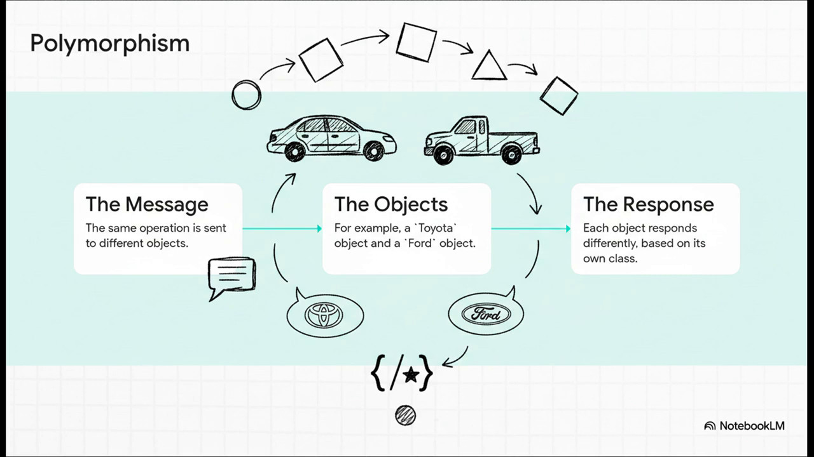And our final pillar is polymorphism, which literally just means many forms. This is the awesome ability for a single command to behave differently depending on the object it's sent to. So imagine you have different shape objects, a circle, a square, a triangle. You can just tell each of them, hey, draw yourself. The circle knows how to draw a circle, and the square knows how to draw a square. It's the same command, but each object responds in its own unique way. This makes your code incredibly flexible.